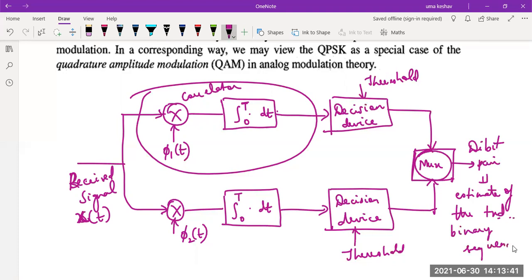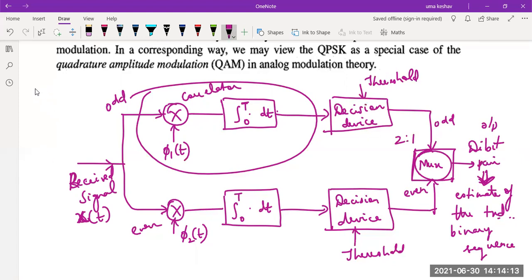Remember, we transmitted one binary sequence, a pair of 2 bits. We are going to recover the odd numbered bit here and the even numbered bit here. Once you recover the odd bit and the even bit, you are going to combine them again. So this is a 2:1 mux. We'll combine both together, first the odd bit, then the even bit, and the dibit pair output is available at the receiver. And that should be the best mapped sequence to the transmitted symbol.